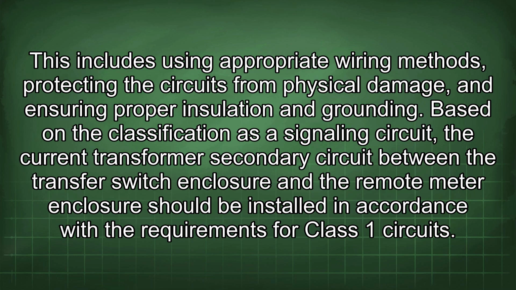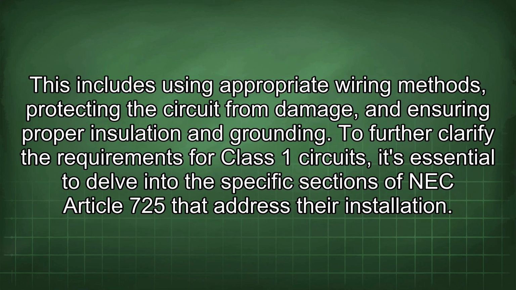Based on the classification as a signaling circuit, the current transformer secondary circuit between the transfer switch enclosure and the remote meter enclosure should be installed in accordance with the requirements for Class 1 circuits. This includes using appropriate wiring methods, protecting the circuit from damage, and ensuring proper insulation and grounding. To further clarify the requirements for Class 1 circuits, it's essential to delve into the specific sections of NEC Article 725 that address their installation.